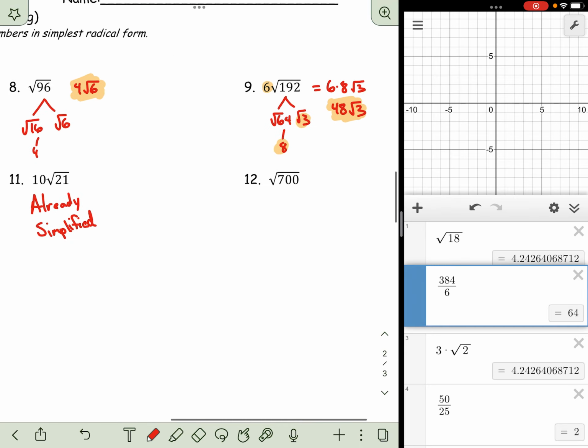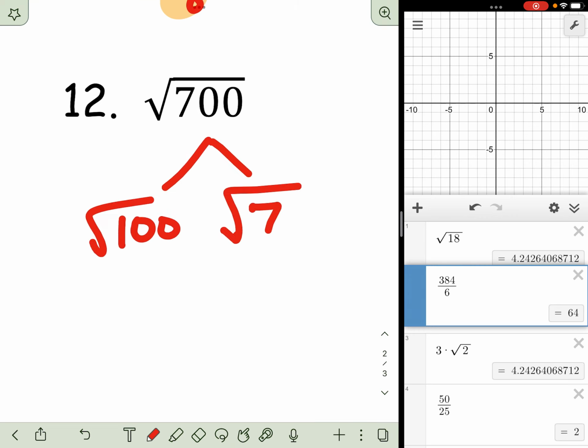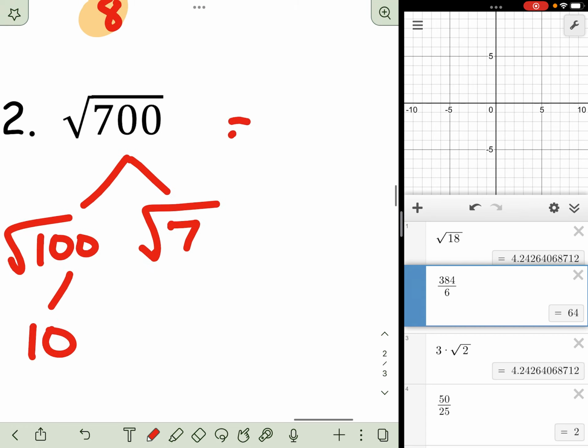Okay, and then number 12, last but not least, this is 107. Both got to stay under the radicals because we haven't taken the square root until now. The square root of 100 is 10. So the answer here, 10 radical 7.